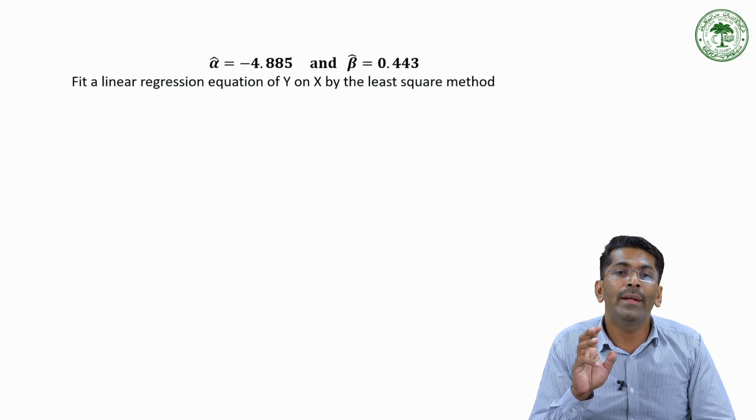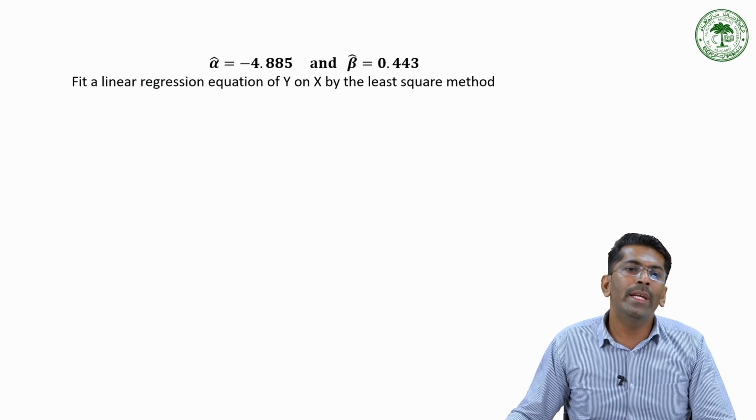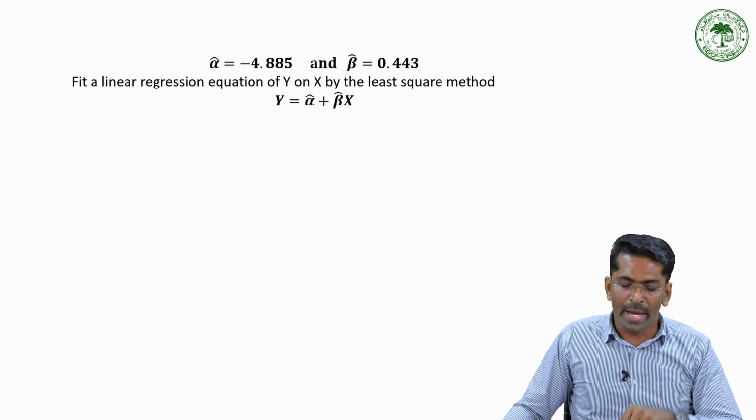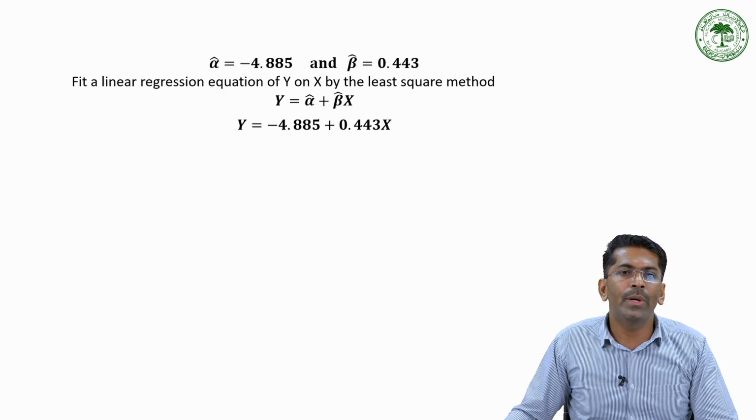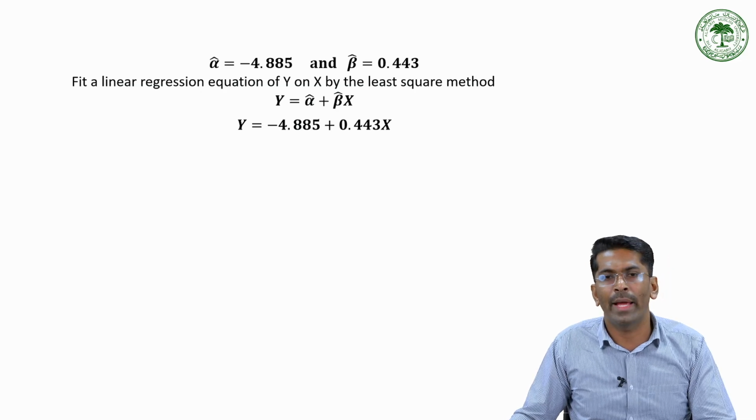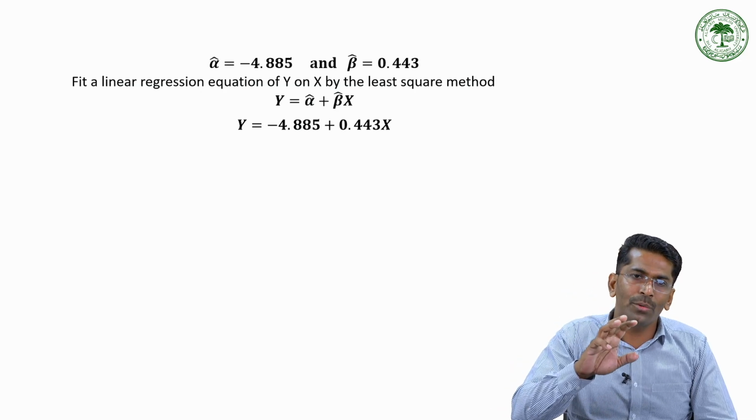We want to calculate the fitted linear regression equation y on x by using the least squares method. So y is equal to alpha hat plus beta hat x. Just substitute the values we calculated earlier. So y is equal to minus 4.885 plus 0.443x. So this is the regression equation y on x. This was one of our questions, that we want to calculate the linear regression y on x.